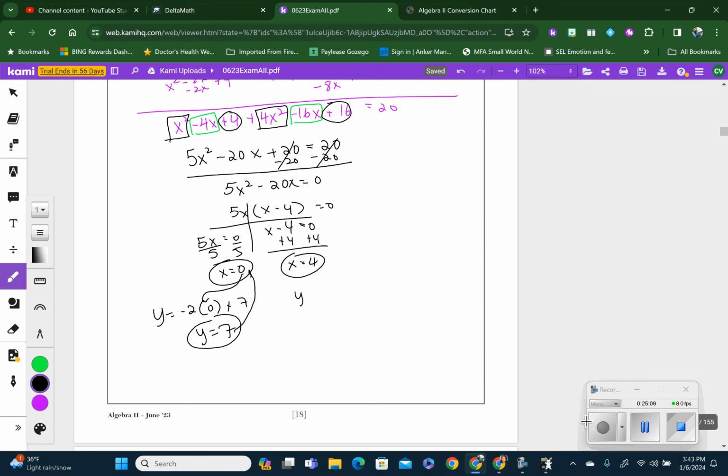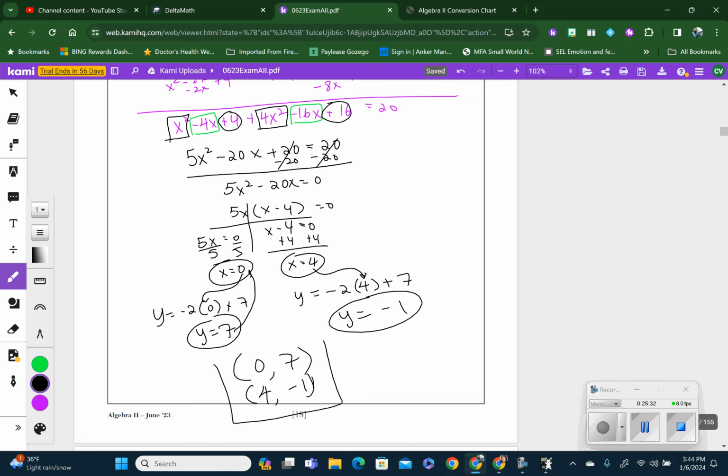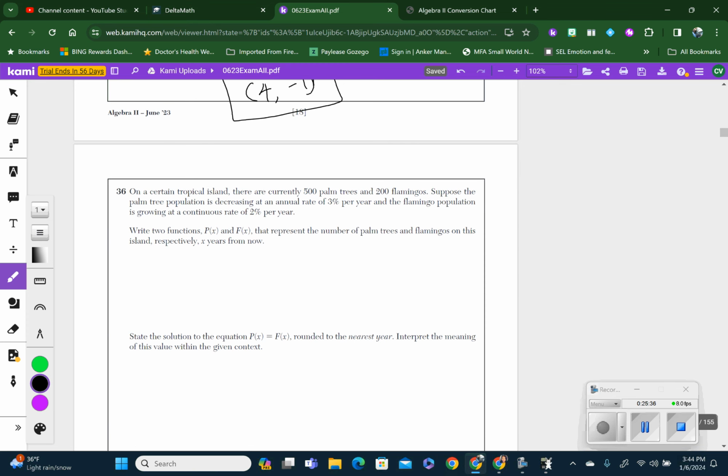And then I do the same thing here, right? Y equals negative 2 times 4, I'm plugging this in here, plus 7. So that's negative 8 plus 7, and I get y is equal to negative 1, okay? So that's the pair. Here's my final answer: 0, comma 7. And the final answer for the second coordinate is 4, comma negative 1. So there's my final answer, and I'm done.